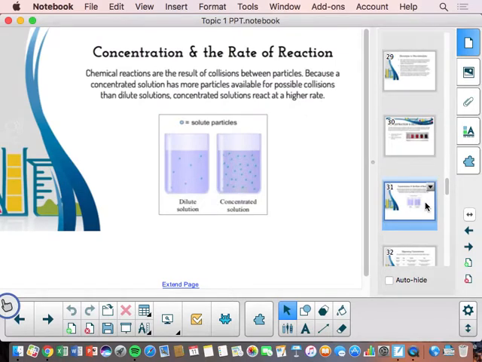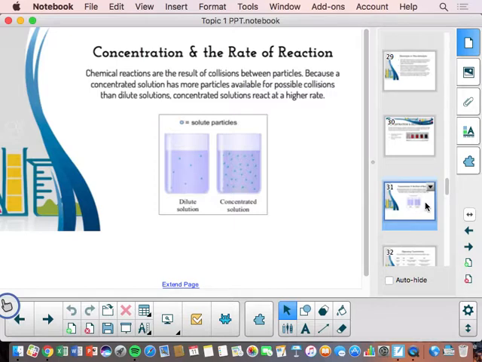So, concentration and the rate of reaction. It says chemical reactions are the result of collisions between particles. Because a concentrated solution has more particles available for possible collisions than dilute solutions, concentrated solutions react at a higher rate. So the more concentrated it is, the faster it's going to react.